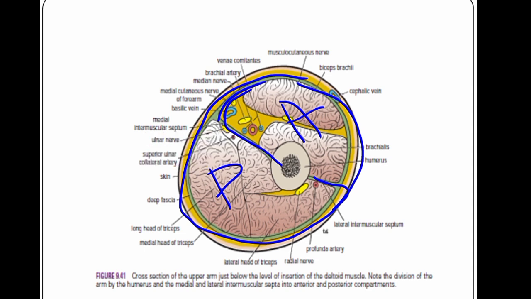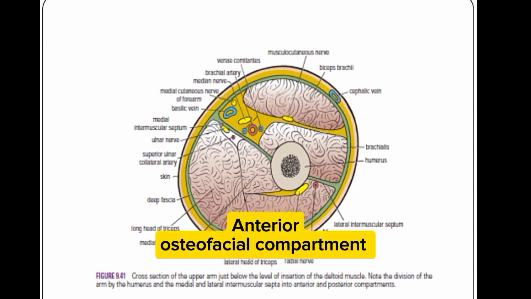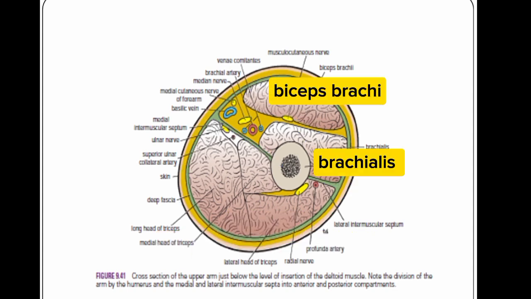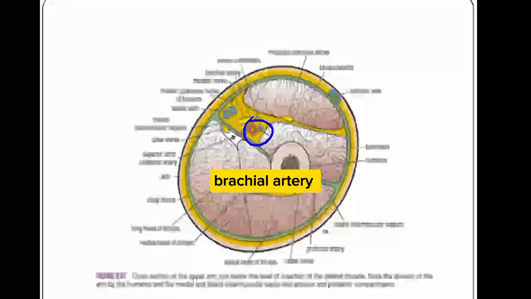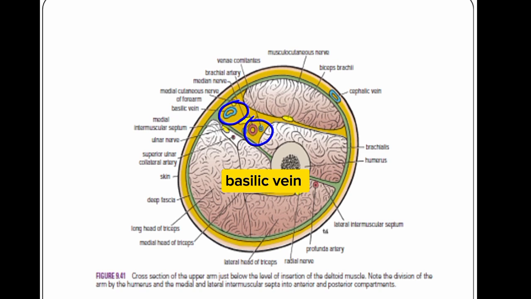Each compartment has its own muscles, arteries, veins, and nerves. When we talk about the anterior osseofascial compartment, it has two muscles, the brachialis and biceps brachii. The biceps brachii muscle has two heads. It has three nerves: the musculocutaneous nerve of the arm, the median nerve, and the ulnar nerve that is present in its lower part. Other contents are the brachial artery that is present in the center and the basilic vein.